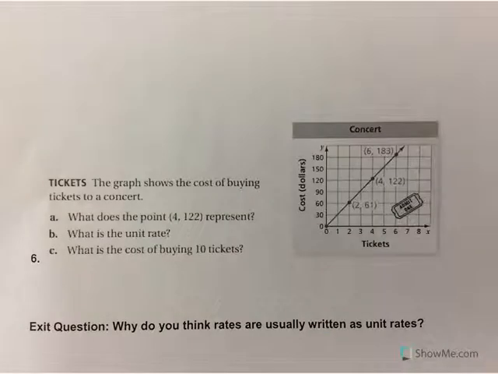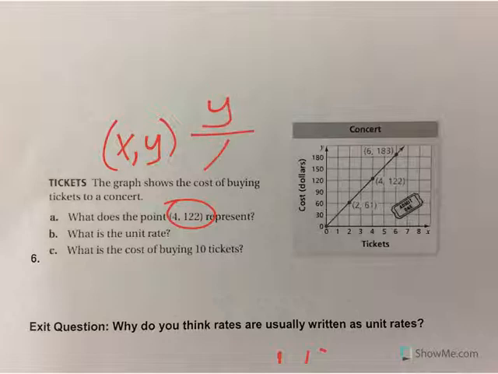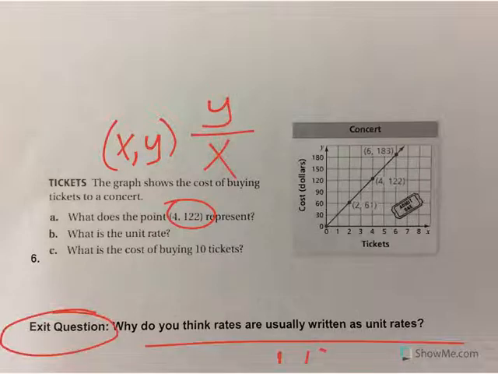And then you got one with a graph, gives you an ordered pair, 4, 122. So again, remember, it's always x, y, but when you write the fraction out, you always want the y on top and the x on the bottom. And then an exit question, why do you think rates are usually written as unit rates? So do the rest of those problems for homework.